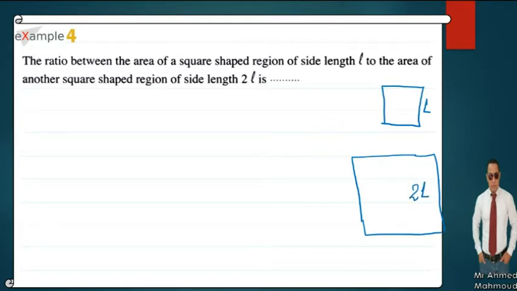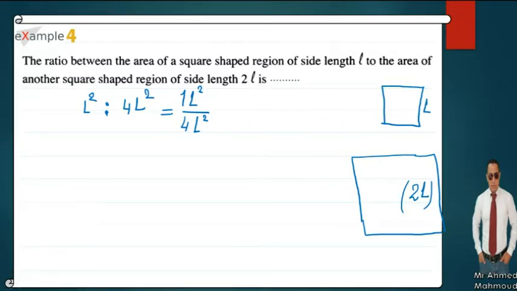The area of the first equals L to the power of 2. The area of the second, 2L all to the power of 2, equals 4L to the power of 2. Again, the first is L to the power of 2 and the second is 4L to the power of 2. I will make them a fraction, L to the power of 2 over 4L to the power of 2. Don't forget the coefficient here is 1 and the coefficient down is 4.